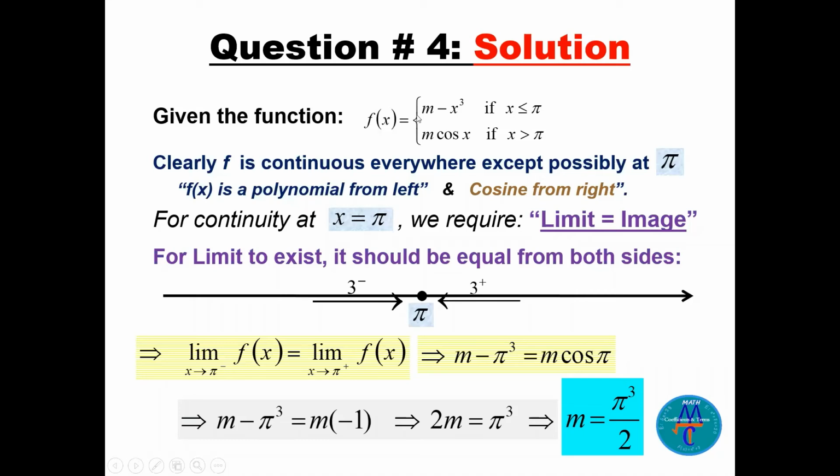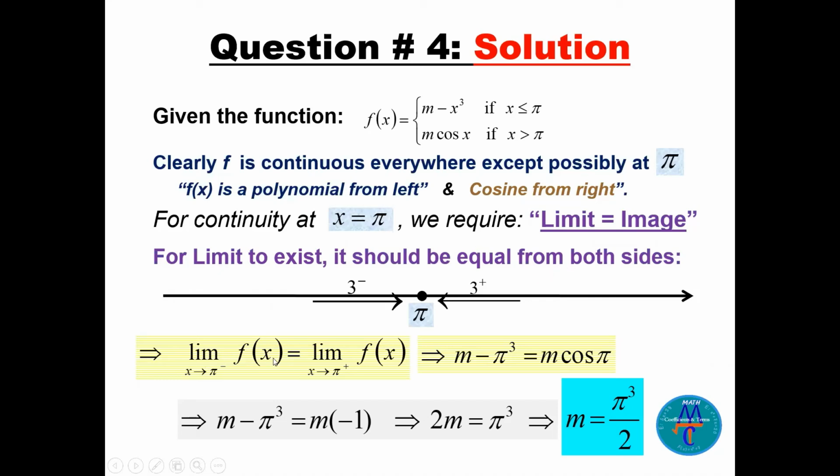Now, if we look at the function here, m minus x cubed if x is less than pi. This is a polynomial function that's continuous everywhere. If x is greater than pi, it's a cosine function. Also, the cosine is continuous everywhere. So we have to check the continuity at x equals pi. To be continuous at x equals pi, we require the limit is equal to the image. That's the continuity definition.